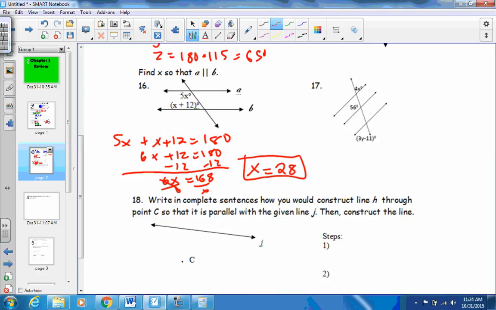Now number 17, we want A and B to be parallel as well, but there is no A and B. So we're just going to assume that all three, we want them to be parallel. So this one would go here.